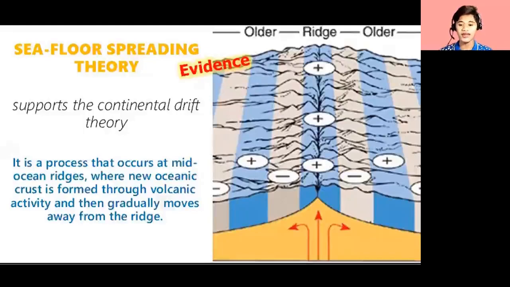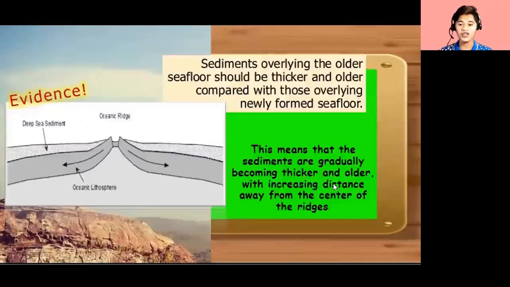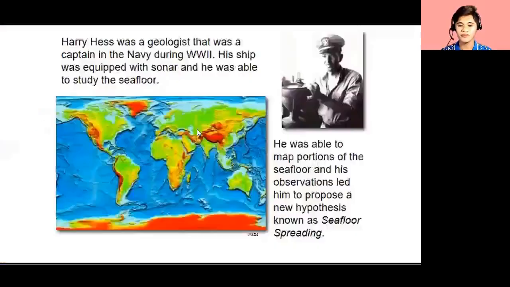In this theory, the sediments are actually becoming thicker and older with increasing distance away from the center of the ridges. This means that we can observe that sediments overlying the older seafloor should be thicker and older compared with those overlying newly formed seafloor. Later on, we will thoroughly discuss each process that took place in this theory.